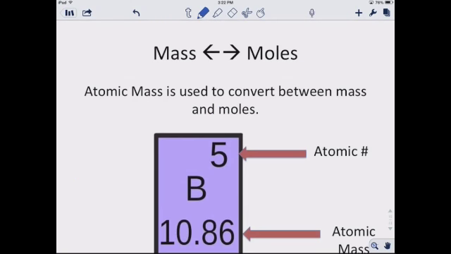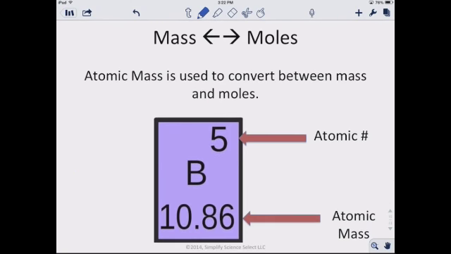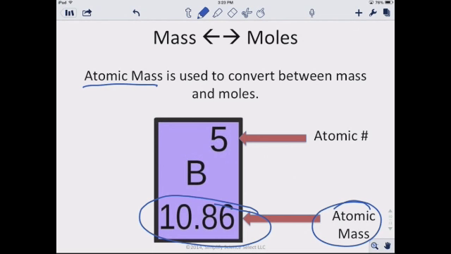Now, to do this with atoms, we need to know their mass. Just like we need to know the mass of the baseball, we need to know the mass of atoms and how much are in each one. Now, the atomic mass, which you can find on the periodic table down here, is used to convert between mass and moles. And we call this our average atomic mass. So it's the average mass of all the naturally occurring isotopes. So we find this on the periodic table.